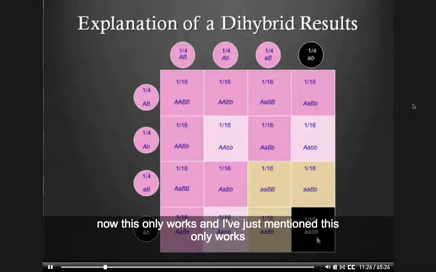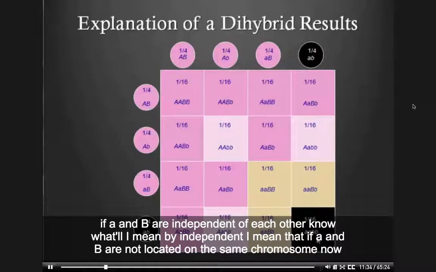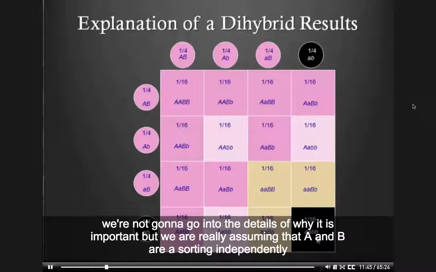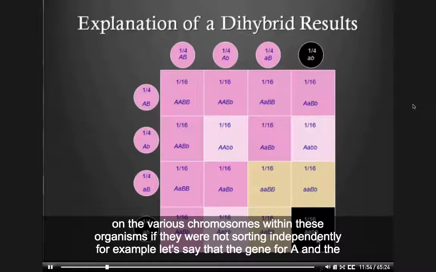Now, this only works, and I had just mentioned this, and I don't know if many of you caught this, but this only works if A and B are independent of each other. Now, what do I mean by independent? I mean that A and B are not located on the same chromosome. We're not going to go into the details of why this is important, but we're really assuming that A and B are assorting independently on the various chromosomes within these organisms.